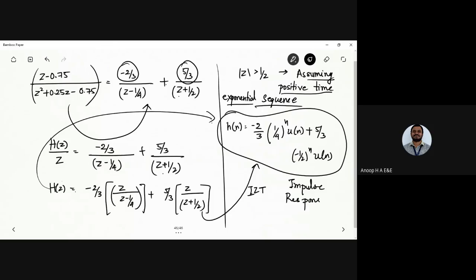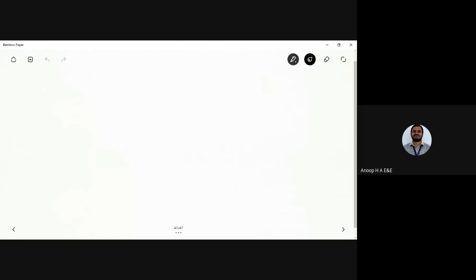Impulse response of the system. Okay, so this is what the procedure is all about for finding the impulse response of the system. You can have many more problems discussed like this.